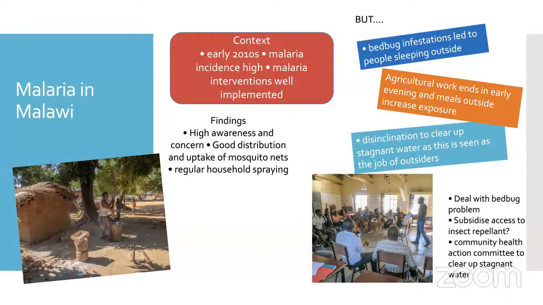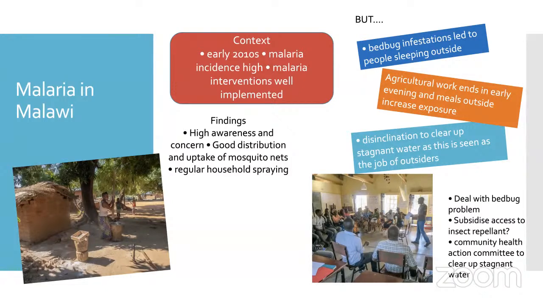So our intervention then began to focus on, well, if you're going to try and prevent malaria, you need to deal with the bed bug problem in this particular context. And it may have also been quite widespread in other communities. And that can be dealt with. You can eradicate bed bugs and then reduce the chance of people sleeping outside.